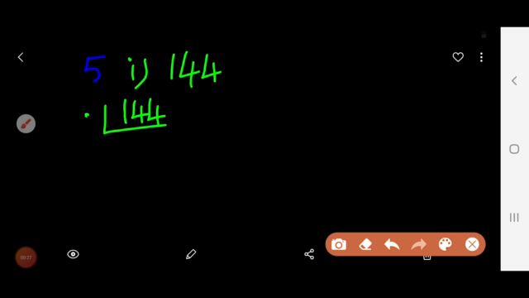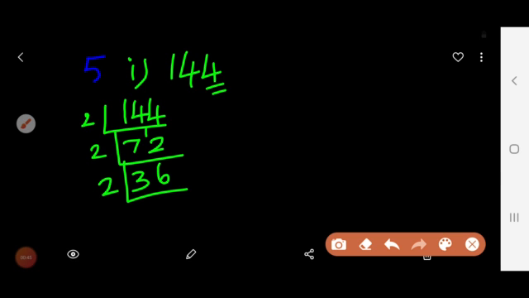144: we can divide first by 2 because it is an even number, so we choose 2 to divide. Now 7 2s are 14, 2 2s are 4. Again we can divide by 2. Now 3 2s are 6, remaining 1, 6 2s are 12. Again we can divide by 2, 1 2s are 2, remaining 1, 8 2s are 16. Again we can divide by 2, it is 9.